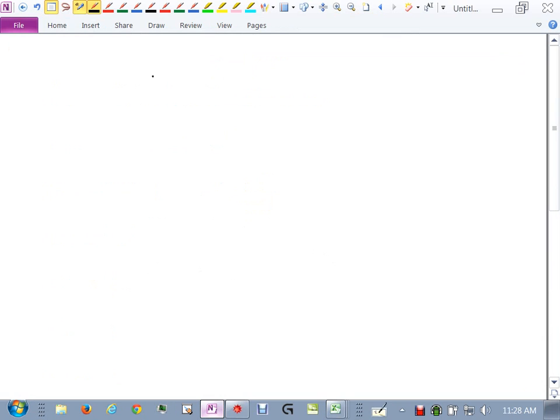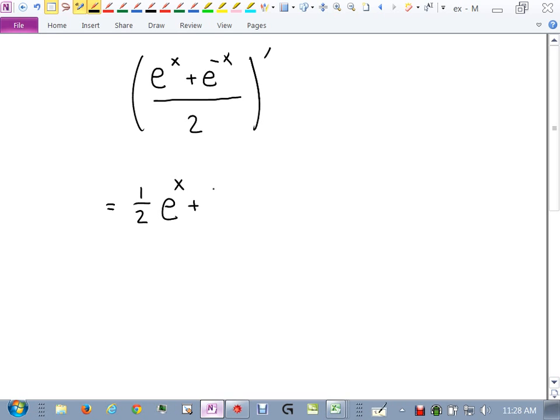If I take e to the x, and the sign is what? Plus e to the negative x over 2. That's my sine hyperbolic, right? If I take its derivative, I'm going to first just rewrite it. That's the same thing, isn't it? I just took this, split it into two fractions, put it as a 1/2 out in front instead. And now take the derivative. What's the derivative of e to the x? Itself, right? So I get 1/2 e to the x.